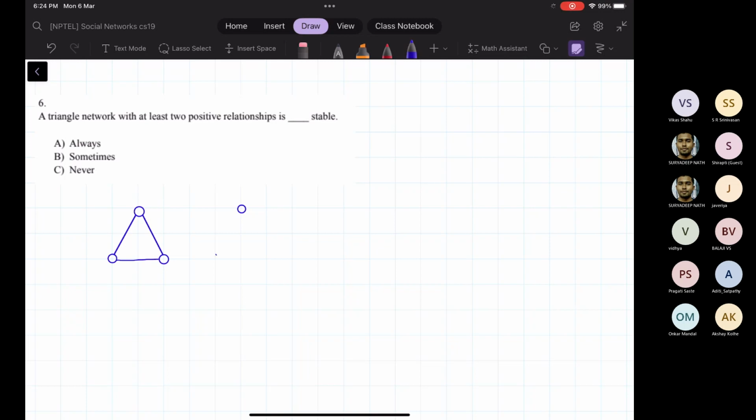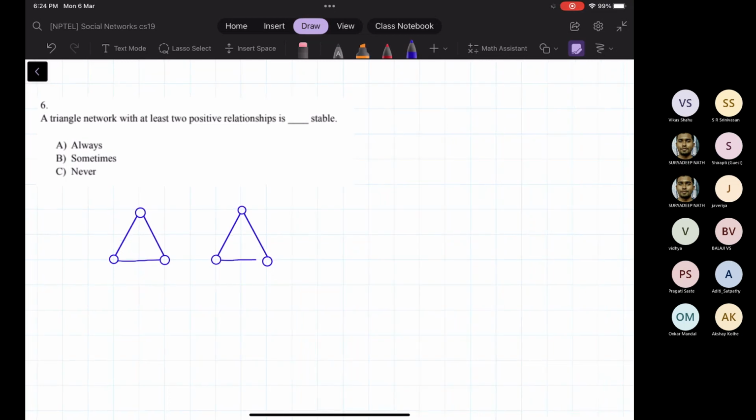So one case. Let us draw the other case. So in the first case, it can be plus, plus, and plus. So it means all are friends, all are sharing positive relationships. And in the second case, it could be plus, plus, and minus. This one, the first one, is stable. So with at least two positive relationships, you get only two scenarios. So this is scenario one and this is scenario two.